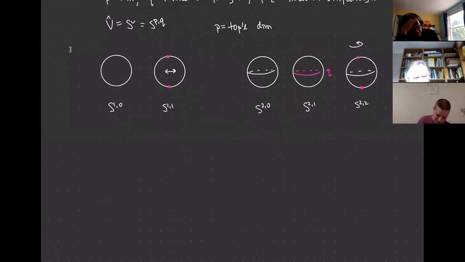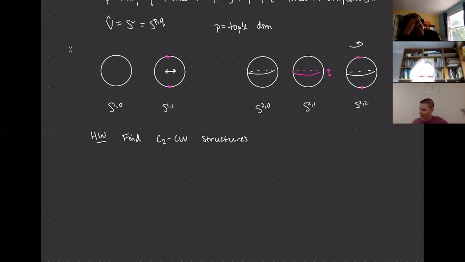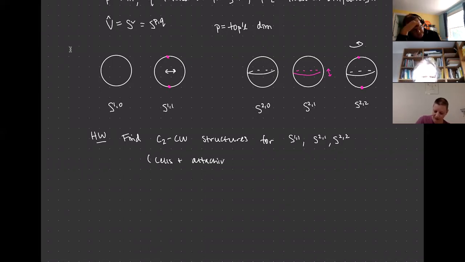So I'm going to give you some homework for next time that is hopefully fun. Find C2-CW structures, we're going to want to be able to decompose these things. Find C2-CW structures for some of these spheres. You could do all of them if you want, but at the very least do S^{1,1}, S^{2,1}, and S^{2,2}. Okay, and then again, notice that first number is telling me about the dimension. So I had a bunch of 2-spheres here on the right, and the other number is telling me about the twisted dimension. So when I say find C2-CW structures here, you're going to want to find cells and attaching maps. Orbit cells, right?